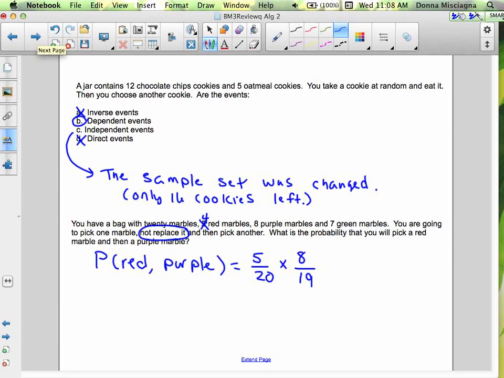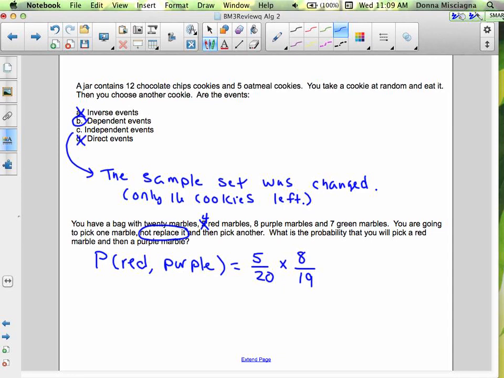Right? So if you have a probability problem, and you are taking something out without replacement, you're going to change the sample set. And the easiest way to do this kind of conditional probability problem is just to literally change the sample set. Change your total number, right, for the second one. If we were to pick another one, now there would only be 18 marbles, right? Now if you replace it, it's no longer conditional probability because you haven't changed the sample set. But if you change the sample set, remember to take one marble out of the total set.